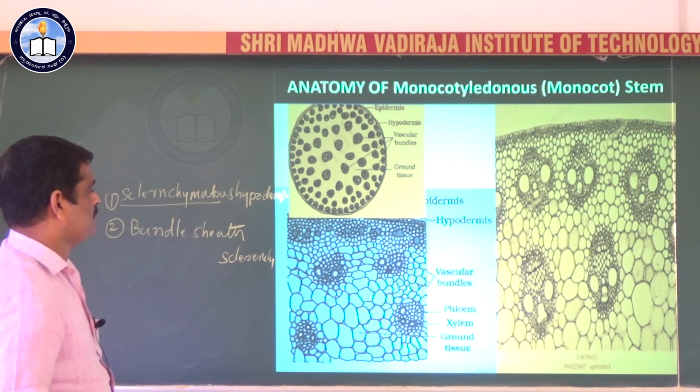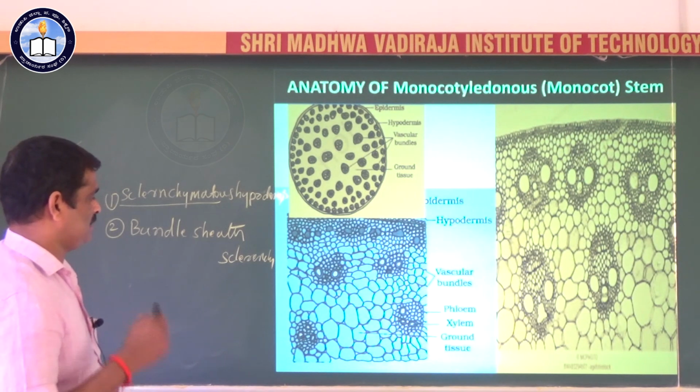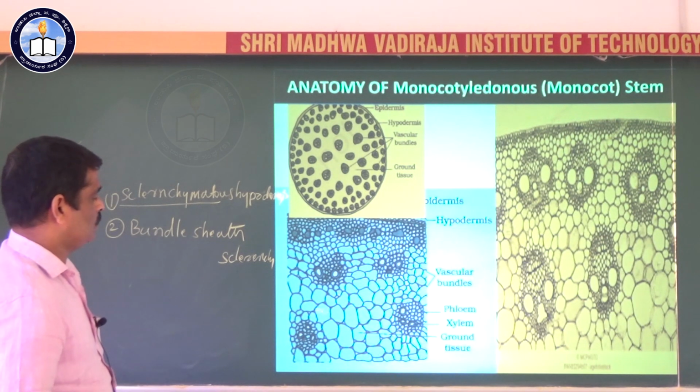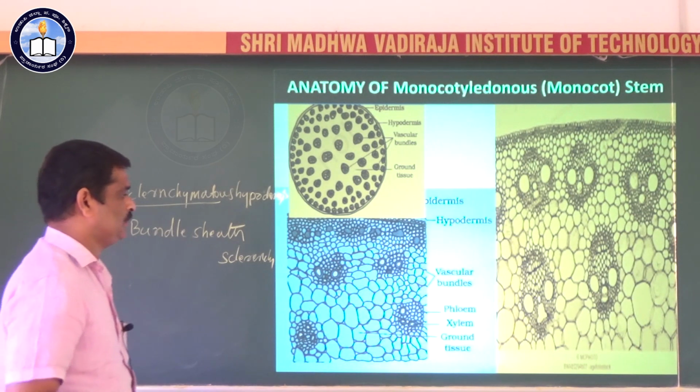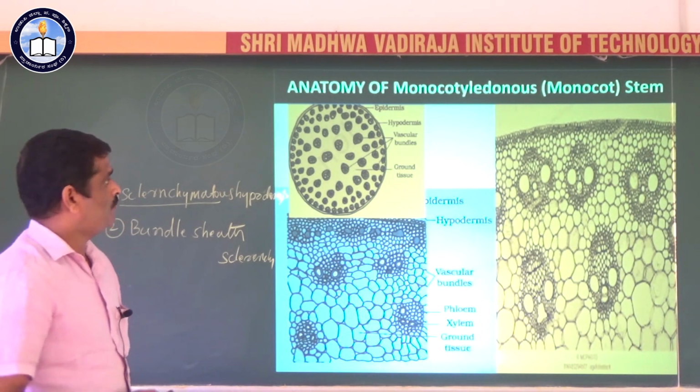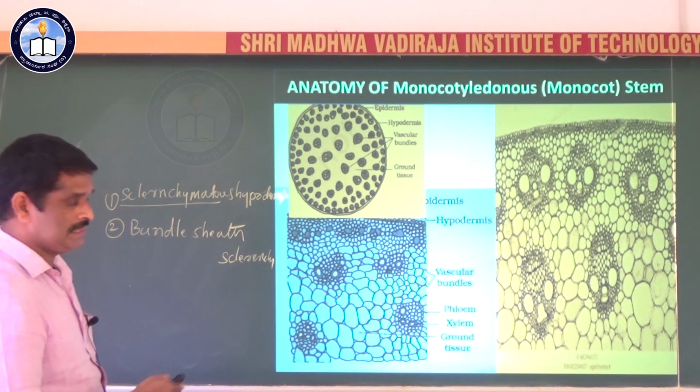The vascular bundles are scattered in the ground tissue. Each vascular bundle is surrounded by a sclerenchymatous bundle sheath. Each vascular bundle is conjoint and closed because of the absence of cambium between the xylem and phloem. Phloem parenchyma is absent, and it does not show secondary growth. That's about the anatomy of the monocotyledon stem.